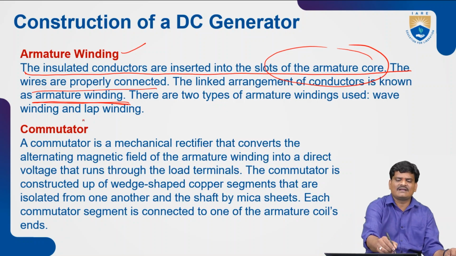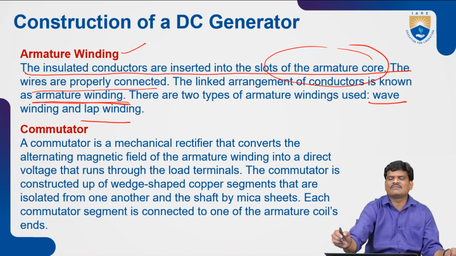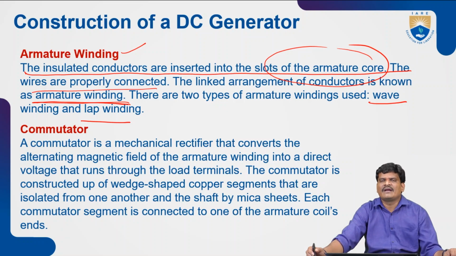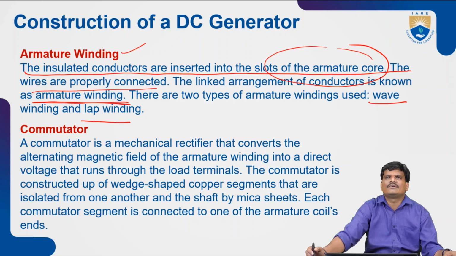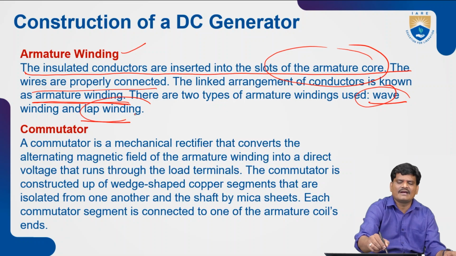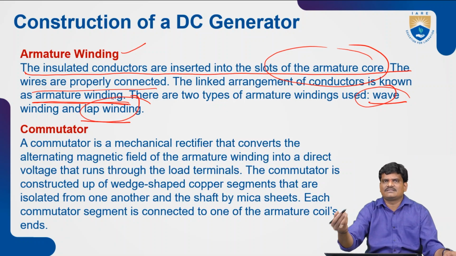One is nothing but lap winding, and another is nothing but what? Wave winding. These are the different types of windings which we can accommodate in the armature core in order to produce some amount of magnetic flux in the core. And we will discuss the different types of windings, called lap winding and wave winding, in the next classes.